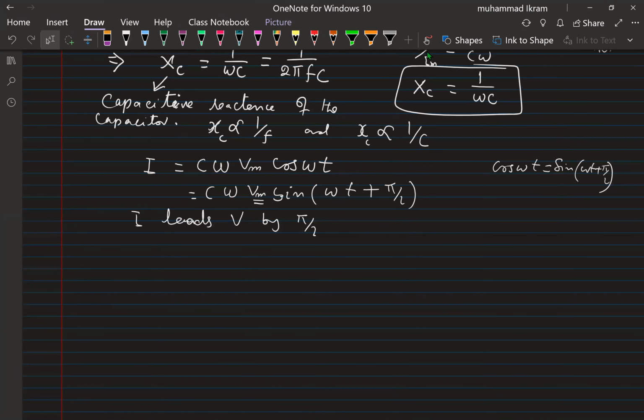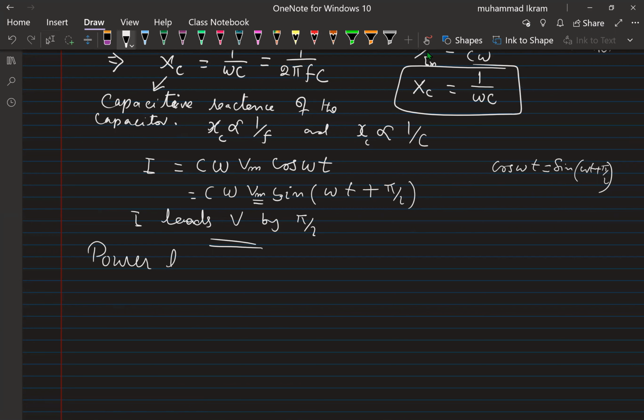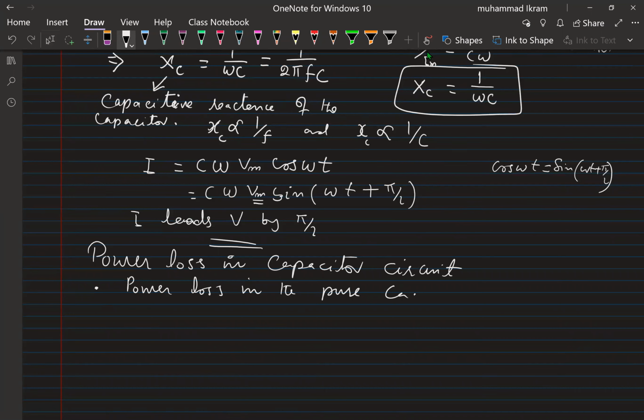Okay, so now the power loss in the capacitive circuit. Here again the power loss is 0. The power loss in a pure capacitive circuit is zero.